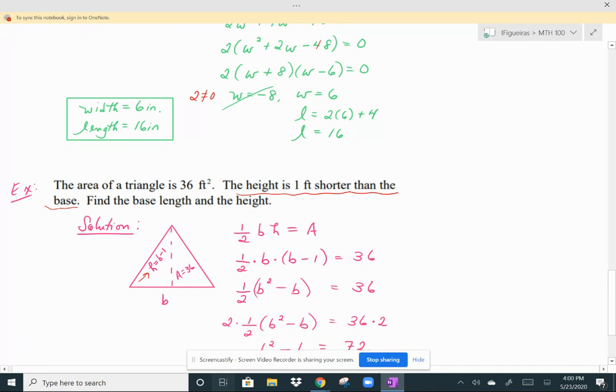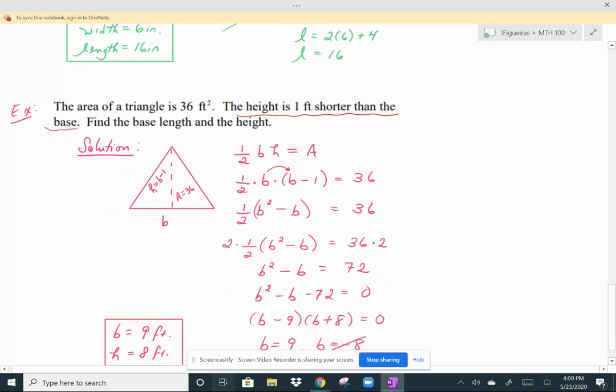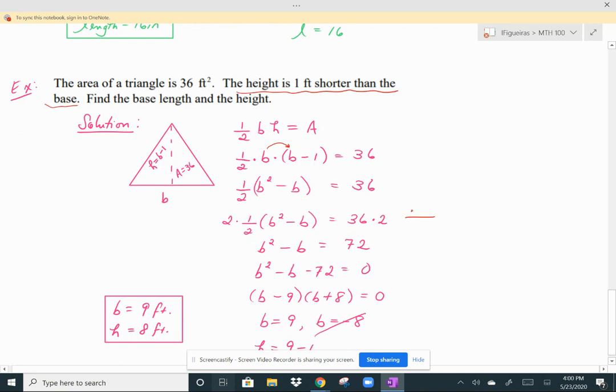Okay, the area of a triangle is 1/2 base times height. So that's what you see here. So it's 1/2 B times B minus 1 equals 36. Okay, so on the left, I distributed the B. So I have 1/2 B squared minus B. And then in the next line, I want to get rid of that 1/2. So I'm going to multiply both sides by 2. When I do, the 2 and the 1/2 will cancel on the left. And on the right, the number becomes 72.